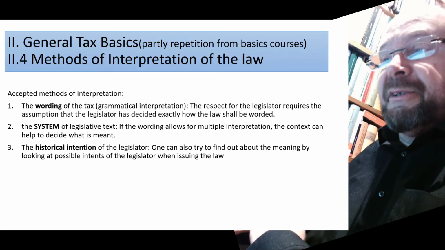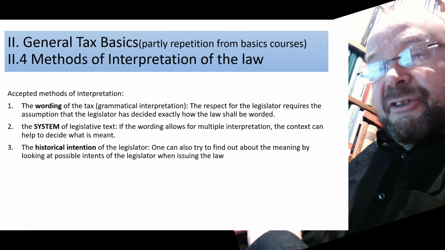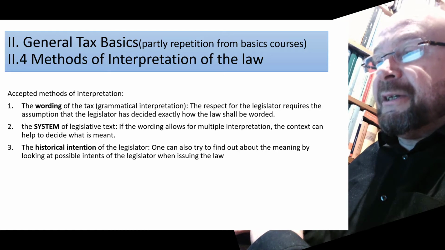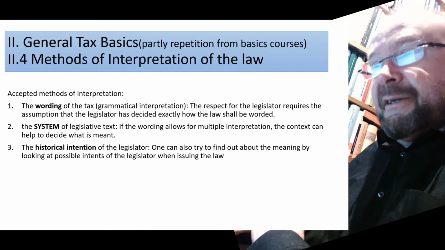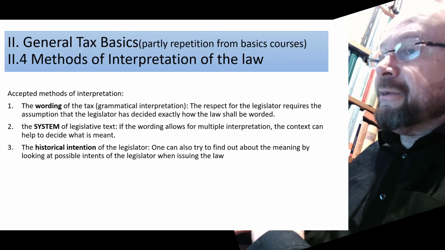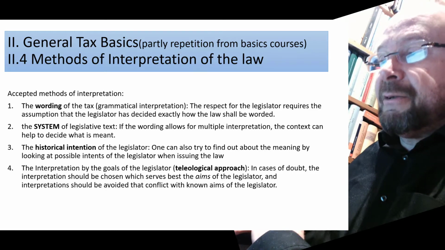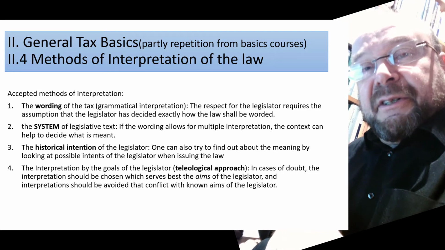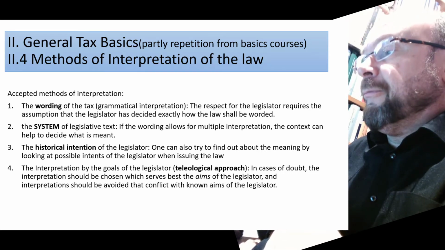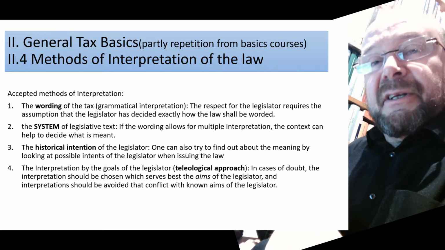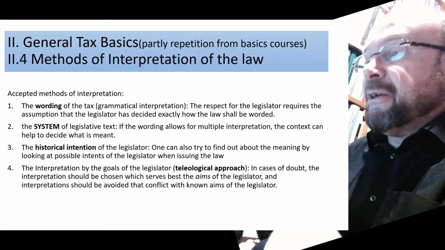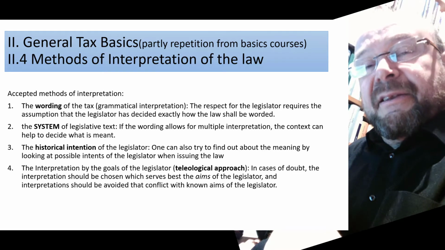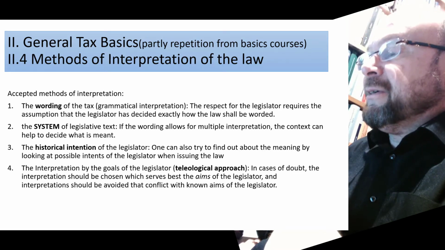That is one of the reasons why the historical intention cannot always clarify everything. It's one indicator among others to clarify the meaning of the text, but the other ones are probably better. A fourth method is also the argumentation with the aims of the law. In cases of doubt, the interpretation should be in line with what one can reasonably assume that the aims of the legislator have been.